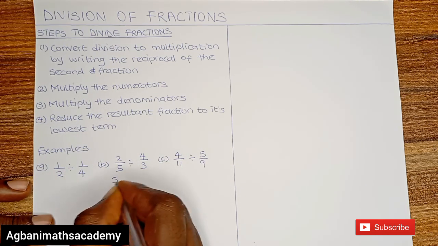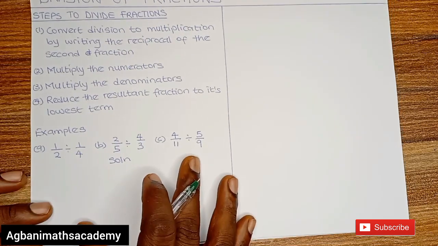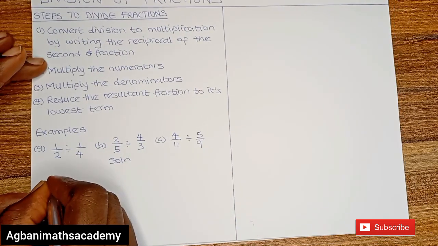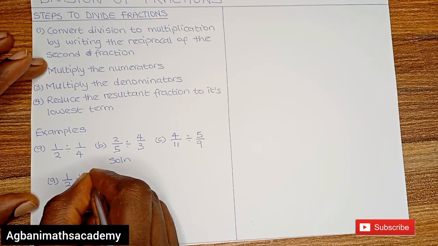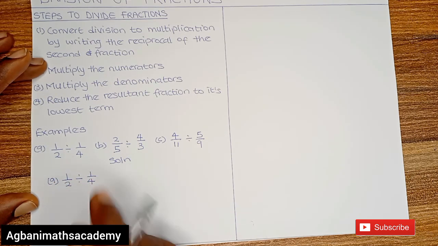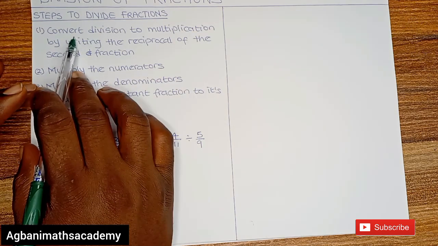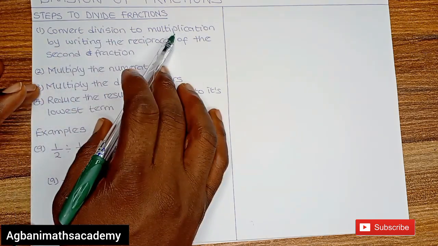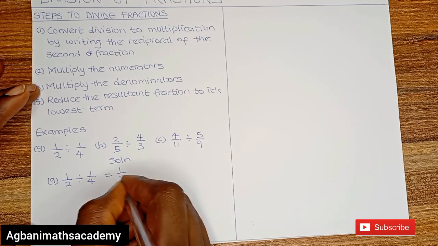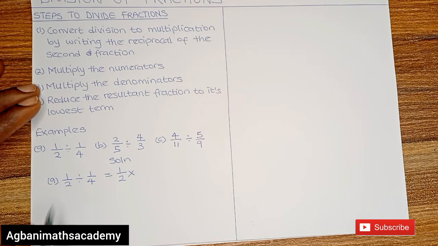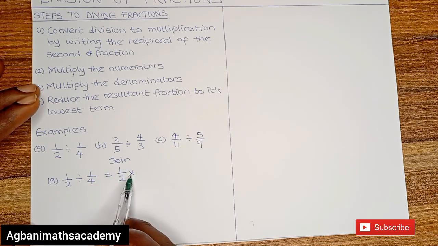So solution A, we have 1 all over 2 divided by 1 all over 4. So let's look at step 1. Step 1 says convert division to multiplication. Okay, so let's do that. We are following the instructions. So we have 1 all over 2 multiplied by. So we have converted division to multiplication.